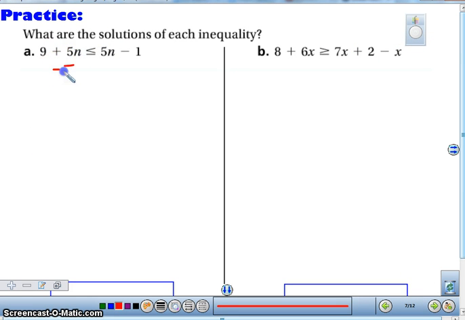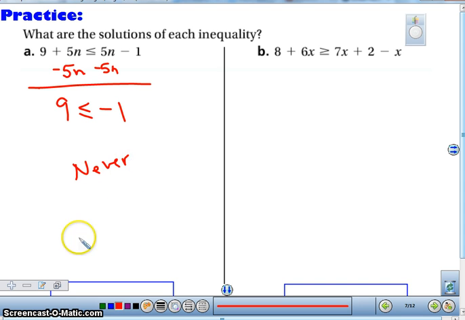And in this case, we would think of subtracting 5n from both sides. If we are doing that, 9 is less or equal to negative 1. Well, 9 is never going to be less or equal to negative 1. So our answer is no solution.